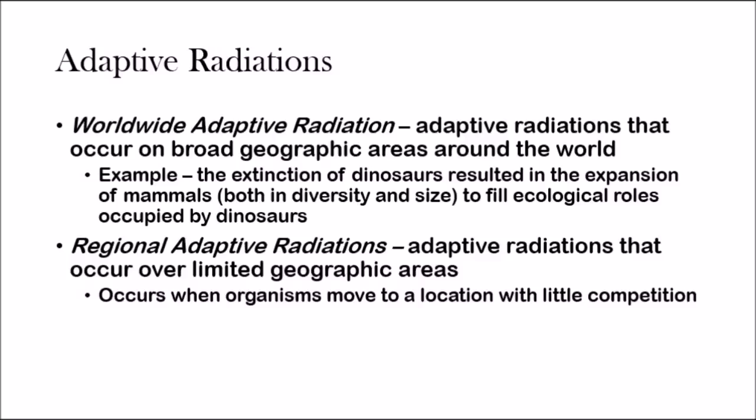For example, the extinction of dinosaurs resulted in expansion of mammals, I mentioned that a little earlier, to fill the ecological roles which were occupied by dinosaurs. So basically all the roles which the dinosaurs did in the population, all the predators and stuff, now the mammals could have taken them over, and that's why we see mammals today. There's also regional adaptive radiations, and these are adaptive radiations that occur over limited geographic areas, and it occurs when organisms move to a location with little competition.